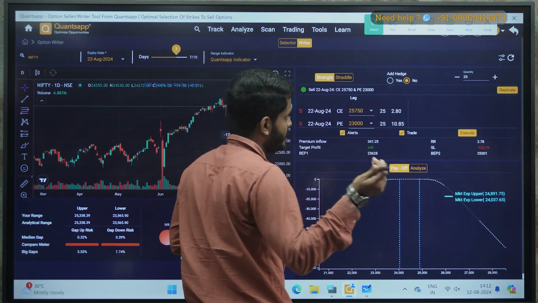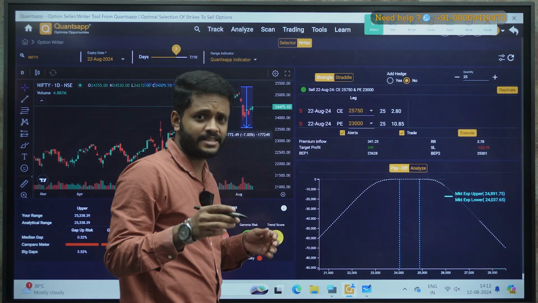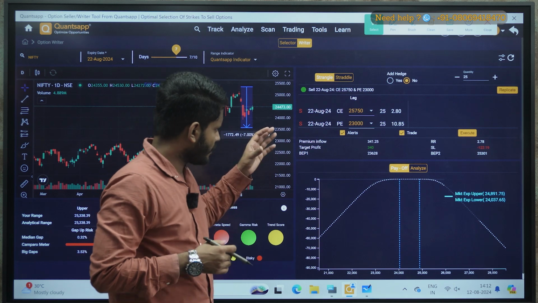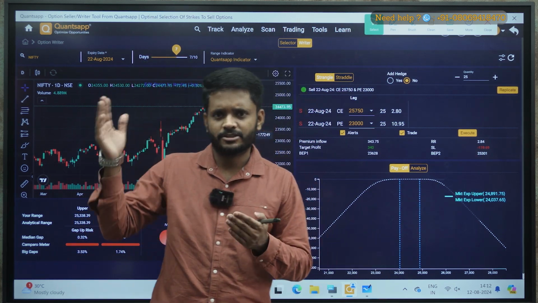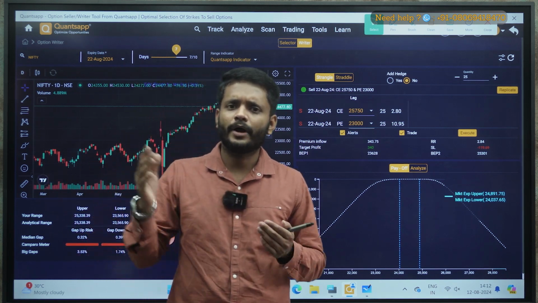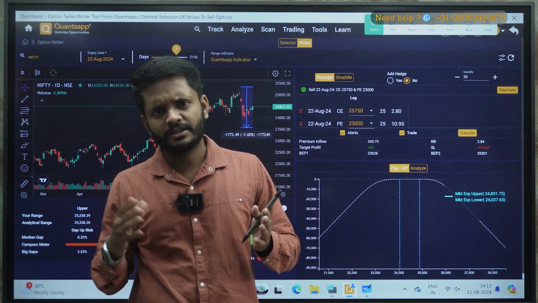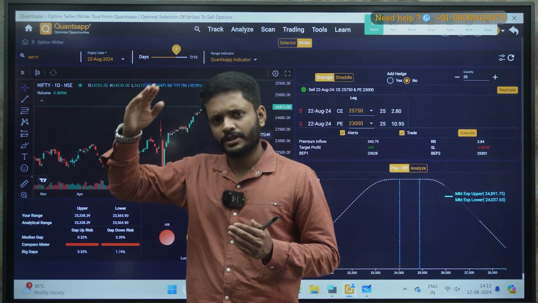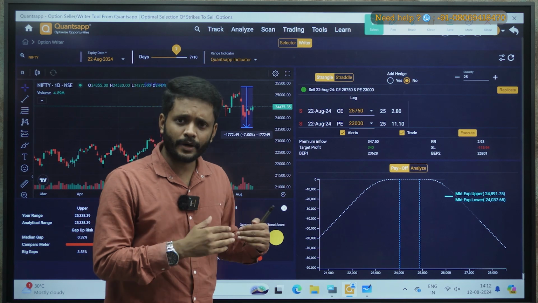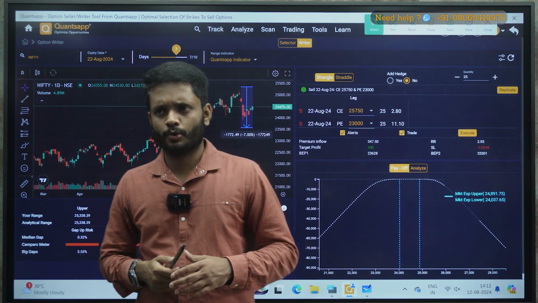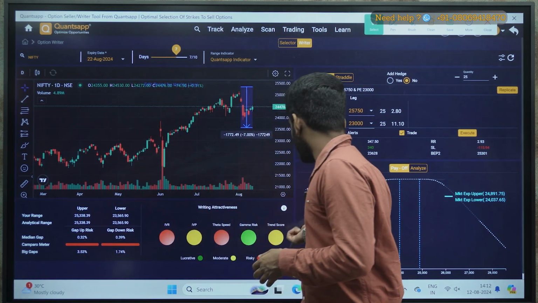Now if you want to hedge your position, you can click on hedge as well, but usually you can go with this naked, and suppose it starts giving you a direction on either side, accordingly you can go and hedge it. You can add the wings on either side. Suppose it breaks on the higher end, you can add a hedge on the higher end. If it breaks the lower end, you can add a wing on the lower end as well. So this was for option writers.